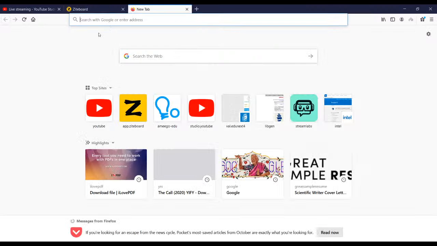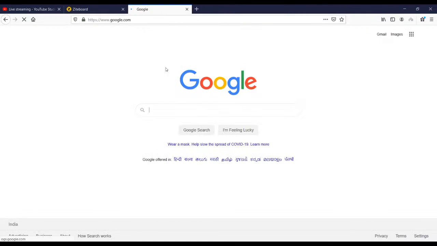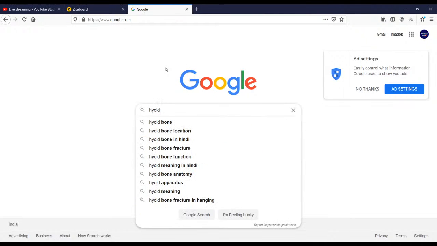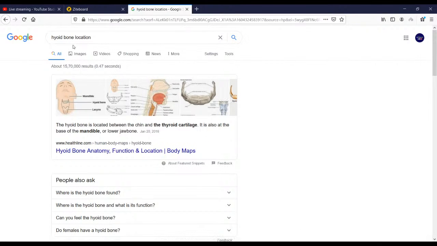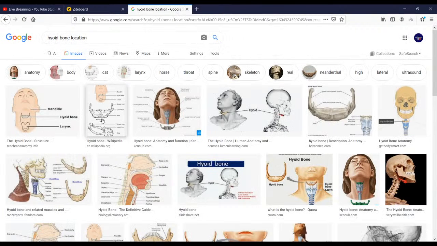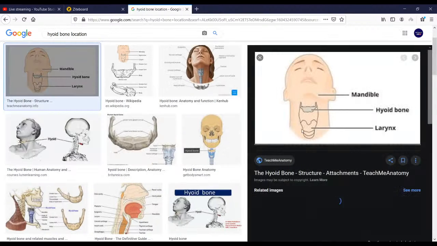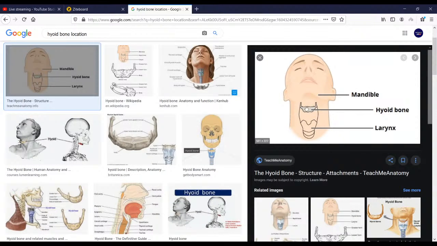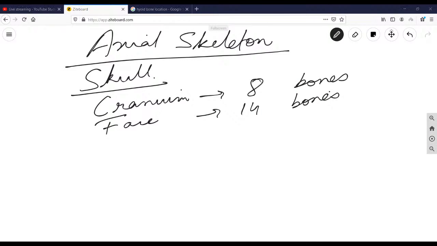I'll show it to you, the hyoid bone, if you haven't heard of it. Hyoid bone location. This is the location, where the hyoid bone is present. You can see here, this is the hyoid bone. So we have one hyoid bone. It is not paired. One bone here. Then we have auditory ossicles.